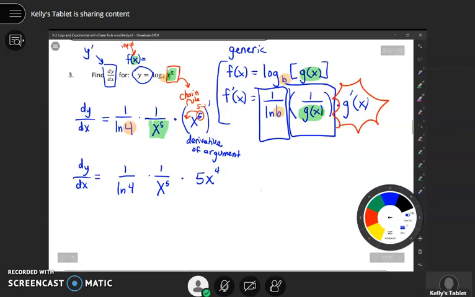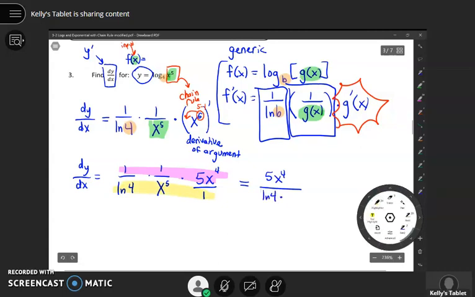So now let's clean that up. I can put that 5x to the fourth over a 1. And then when I multiply all my numerators together, that's just going to give me 5x to the fourth. And then I multiply all my denominators together. That's just going to give me natural log of 4 times x to the fifth. And then I can simplify this. These x's right here will divide out. I'll have 1 factor of x remaining in the denominator.